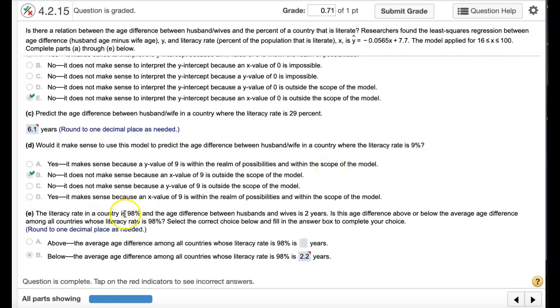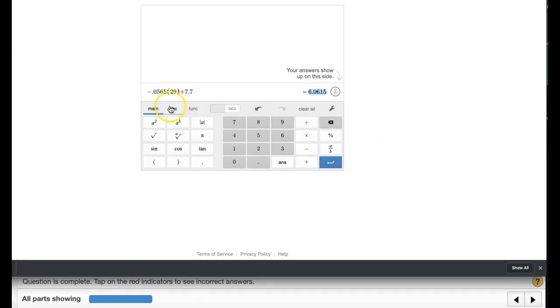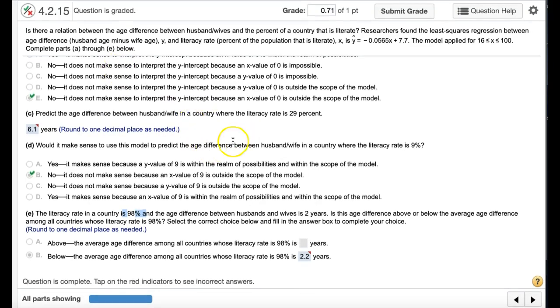What if you had a literacy rate in a country of 98%, and the age difference between husbands and wives is 2 years? Instead of 29, I want to put 98 in there, and you get 2.163. So again, the more literate a country is, it seems like husbands and wives are similar in age. The less literate, the wider the difference in age between the husband and wife.